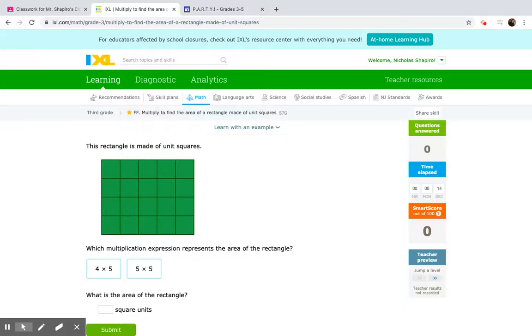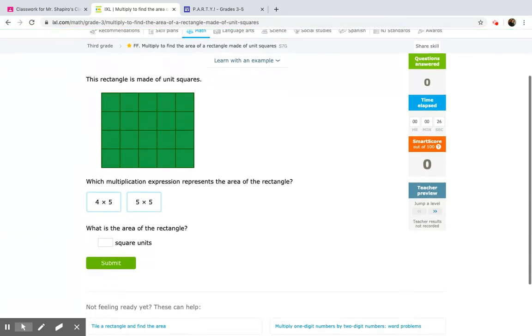Okay, people, we are on FF. This one doesn't really have a number. I just put 8 because it kind of makes sense to do so in the skills. So this is FF, multiply to find the area of a rectangle made of unit squares. This one, my friends, is just like yesterday.